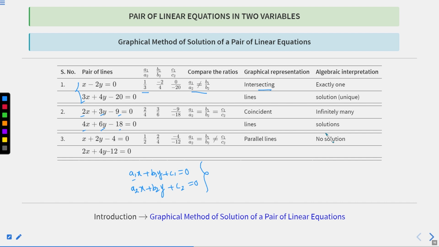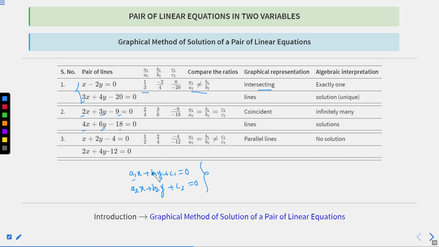Now if we see the third example, here we have the linear equations x plus 2y minus 4 is equal to 0 and 2x plus 4y minus 12 is equal to 0. If we compare these equations with the general form, we get A1 is equal to 1, B1 is equal to 2 and C1 is equal to minus 4, and A2 is equal to 2, B2 is equal to 4 and C2 is equal to minus 12.